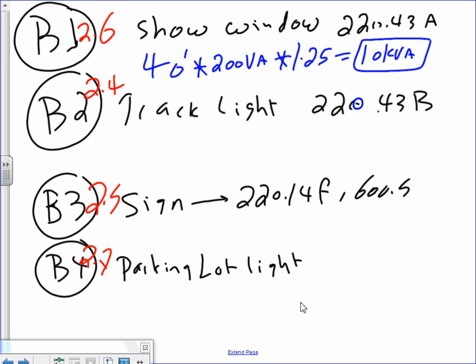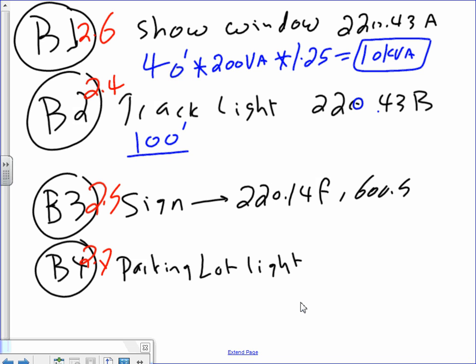Let's go to 220.43B, please. Track lights. Can somebody verify the track lights for me? If you guys read the track lights, it says 150 volt amp for how many linear feet? 2. Everybody got that? So for every 2 linear feet, you allocate 150 volt amp. Now, where did they get these numbers? Experience. Guys, there's a bunch of smart people sitting at code nationwide, and they come up with these values based on experience and industry standards. So how many feet? 100. Yep, thank you. 100 feet.